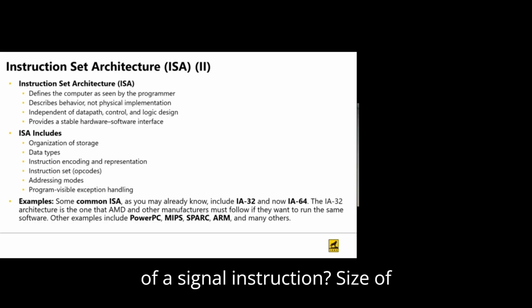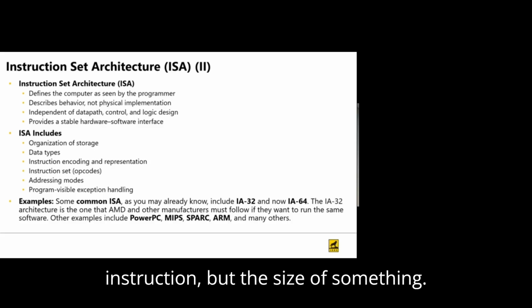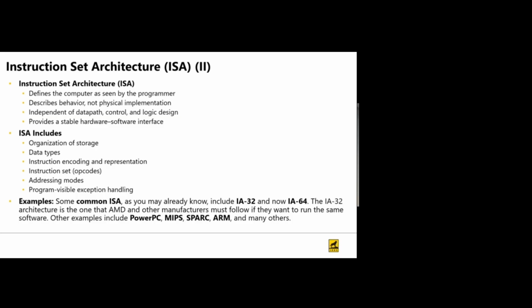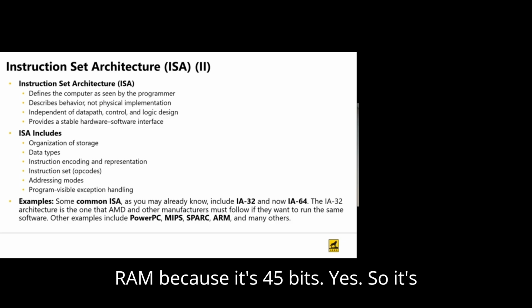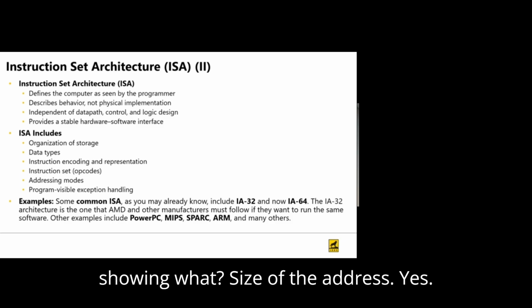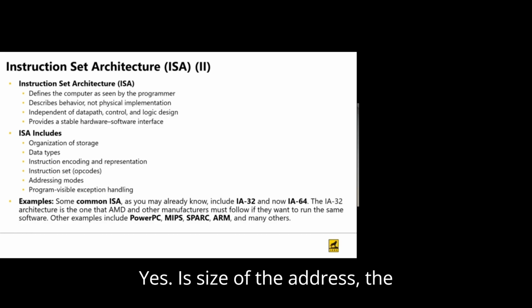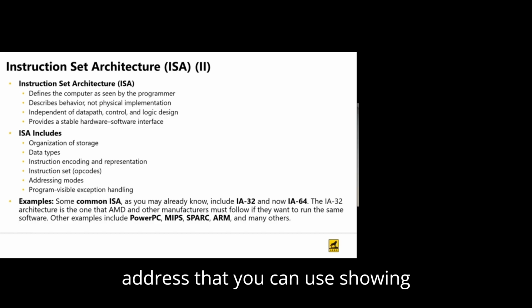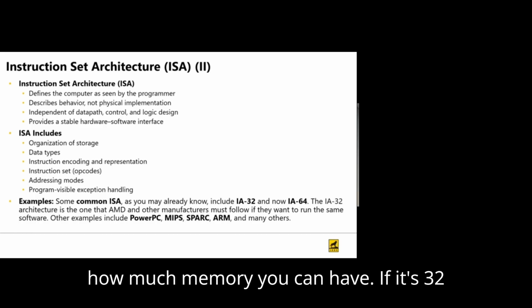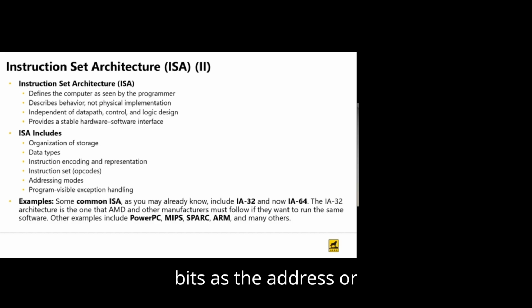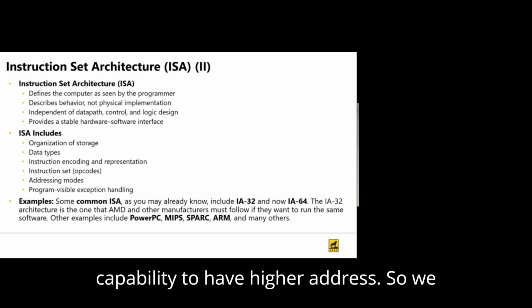Is that the size of a single instruction? Size of instruction? No. It's not size of instruction, but it's size of something. Size of? The amount of addressable memory. Addressable memory. Like 32-bit computers can only use 4 gigs of RAM. Yes. So it's showing what? Size of the address. Yes. It's size of the address. The address that you can use shows how much memory you can have, if it's 32 bits as an address or 64 bits. If it's 64, it has much more capability to have higher addresses.